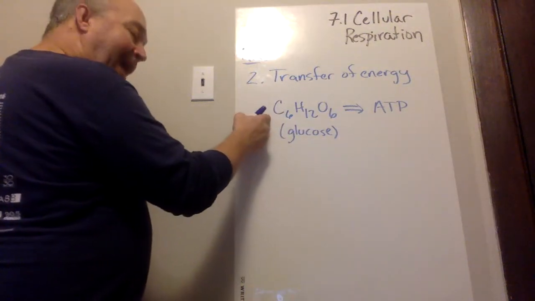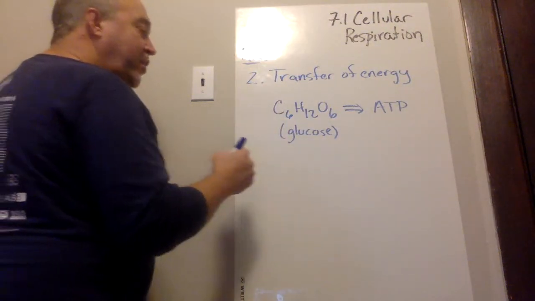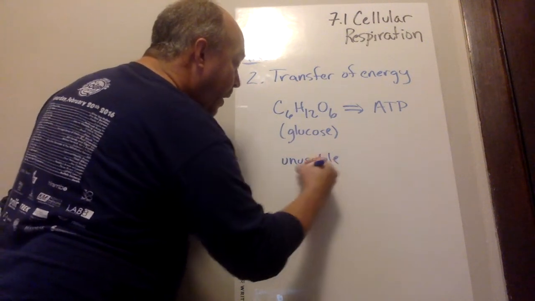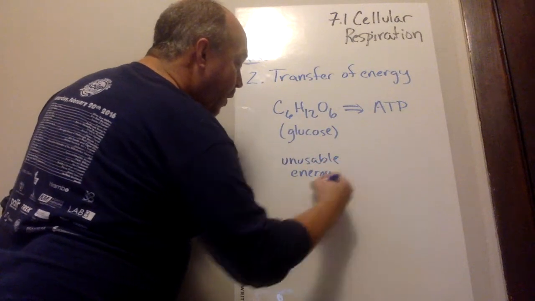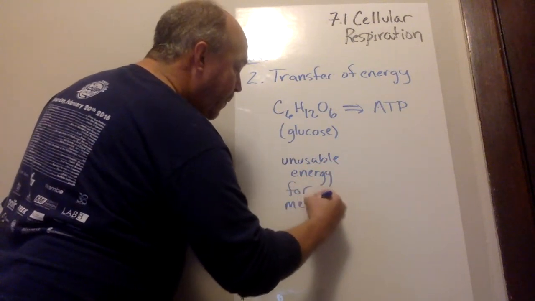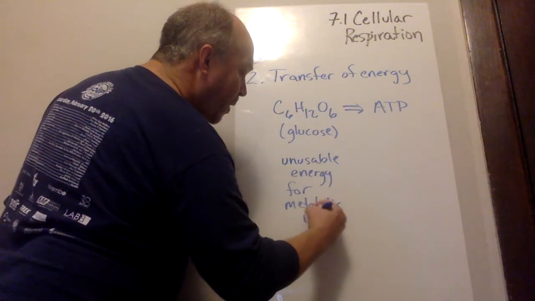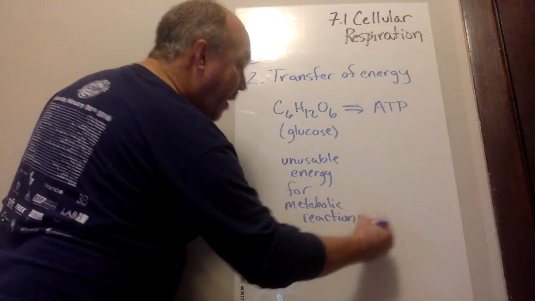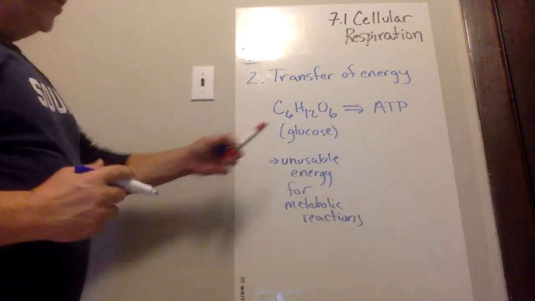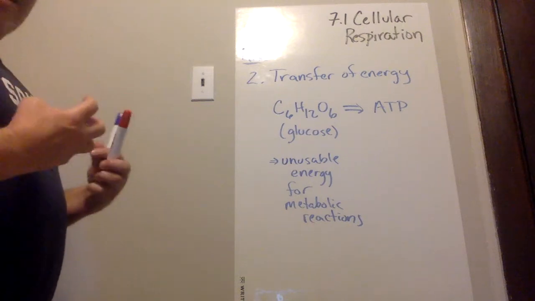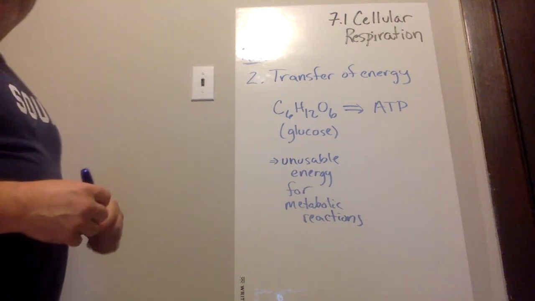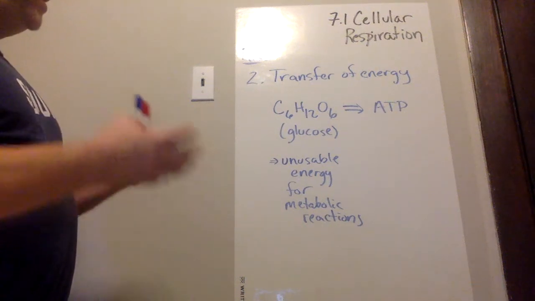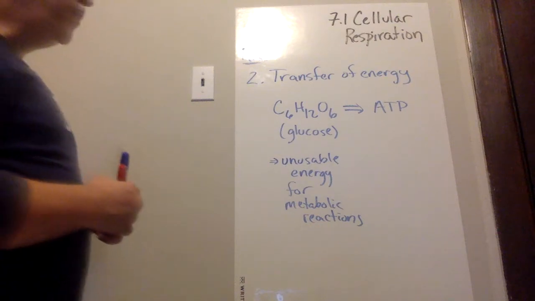While glucose has energy in it, it does not have energy that's usable. So glucose is unusable energy for metabolic reactions. All molecules have energy, just whether or not the body can use them or not. So we eat food, we have glucose, and that has lots of energy in it. Matter of fact, you can read how much energy when you see the kilocalories on the nutrition label. So it has energy, but it is not in a form that is usable.